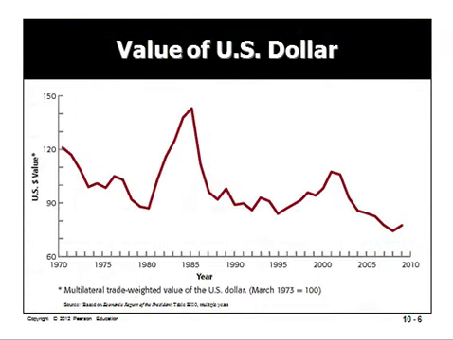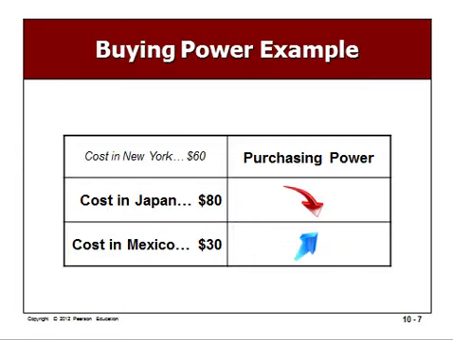This figure reveals periods of stability and instability of the US dollar over time. Buying power example. Stable exchange rates do not guarantee a currency's buying power because purchasing power fluctuates. Suppose the same dinner costs you $60 in New York, $80 in Japan, and $30 in Mexico. This means that your dollars lost purchasing power in Japan and gained purchasing power in Mexico.